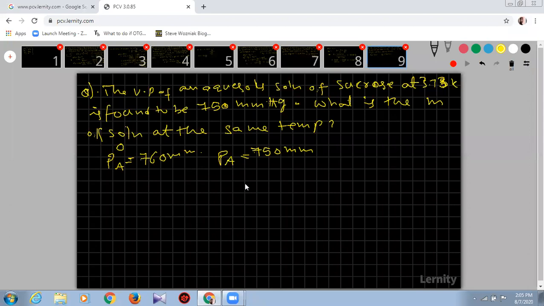Okay. Molality is equal to XB by (1 minus XB) into 1000 by MA. This is the formula, the relation between the mole fraction and molality.